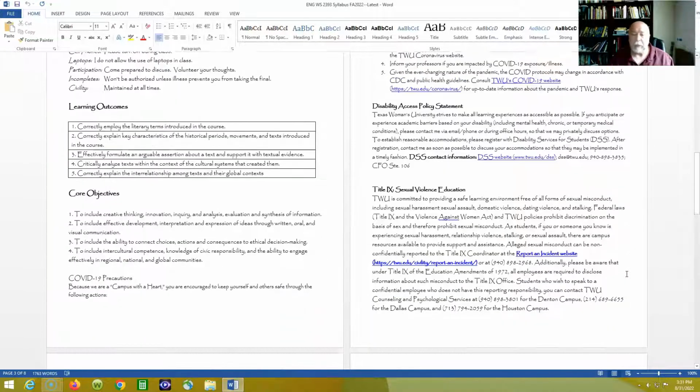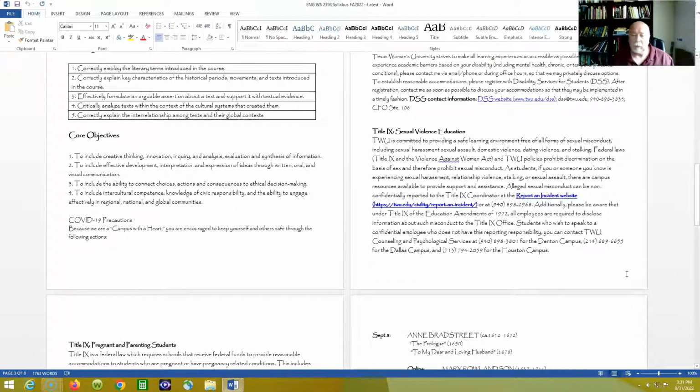And then the other thing that I think is probably worthwhile, even though they probably could condense it a little bit here, is Title IX information. There's sexual violence education that they want you to know about, and what your rights are and what your duties are when it comes to Title IX sorts of things.